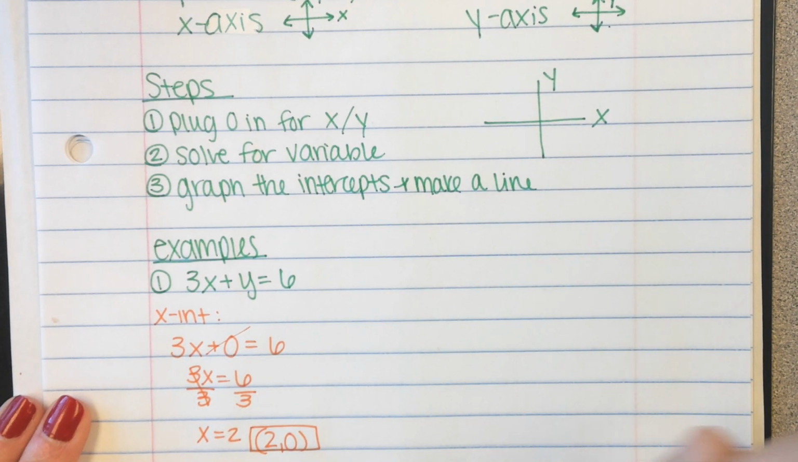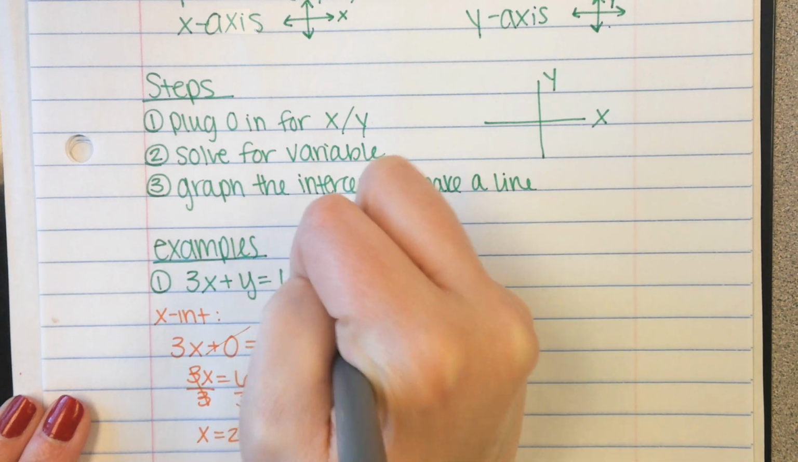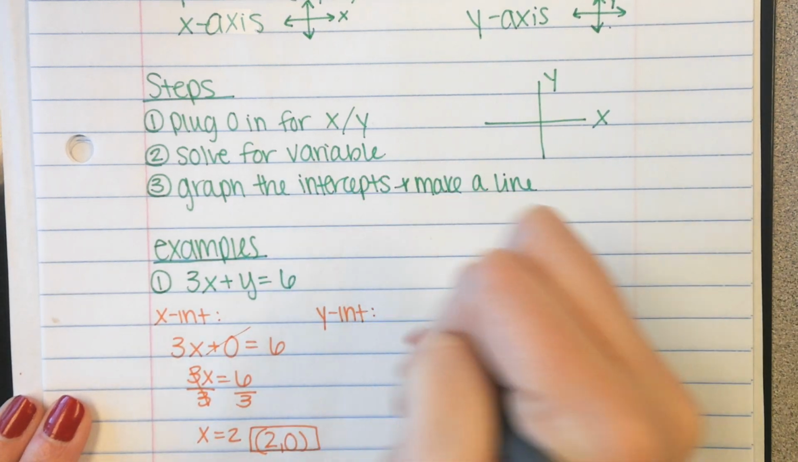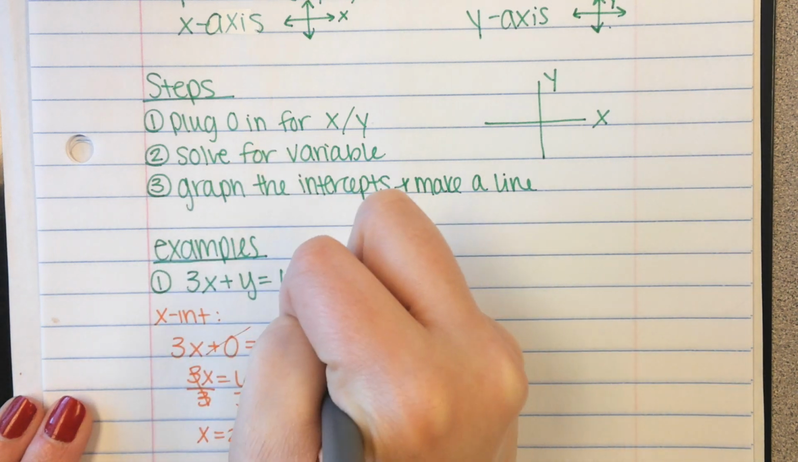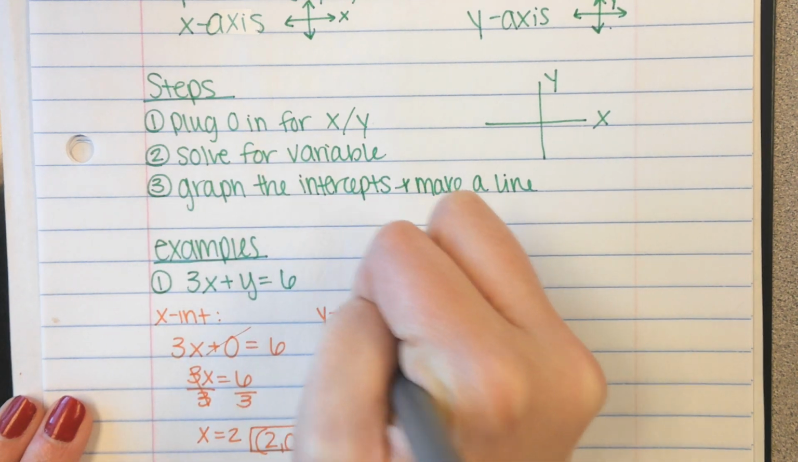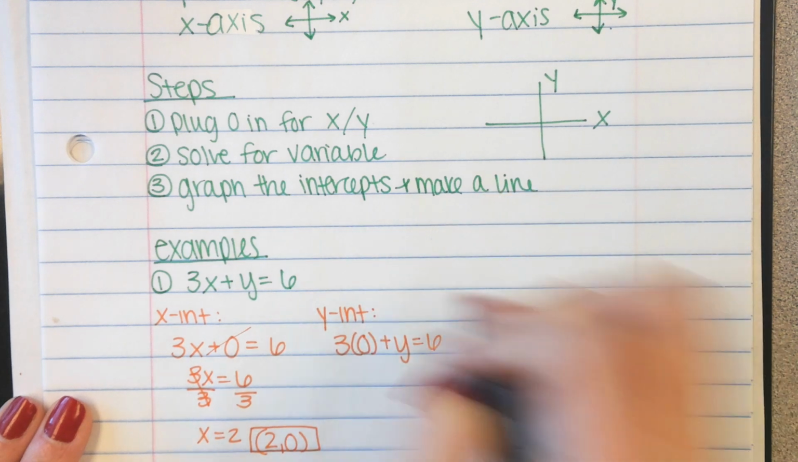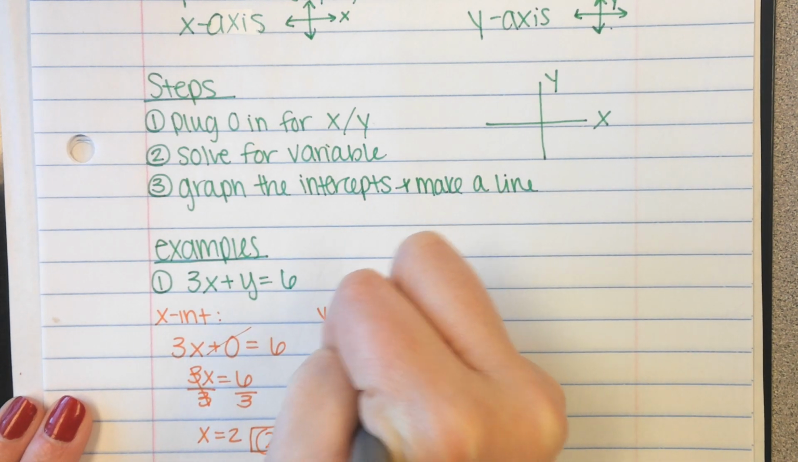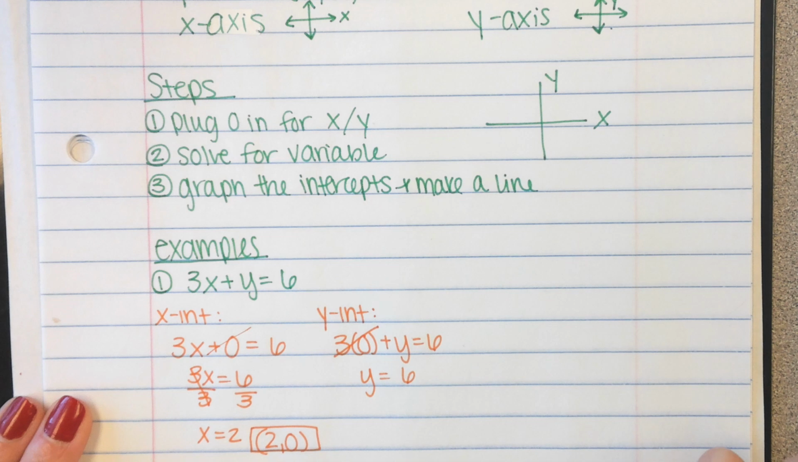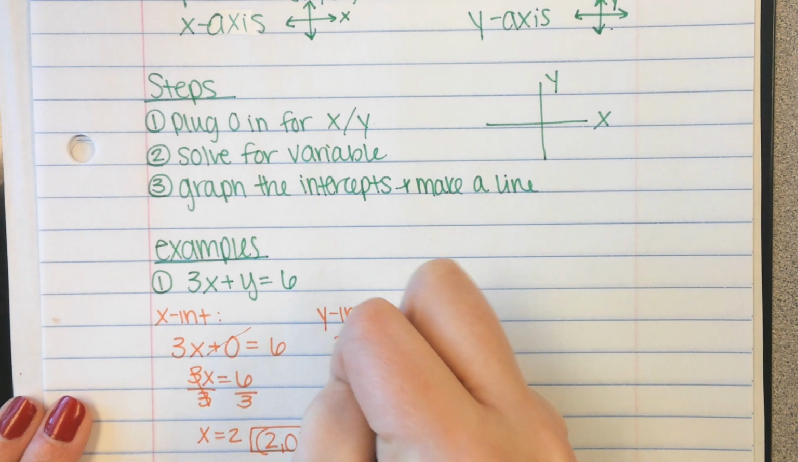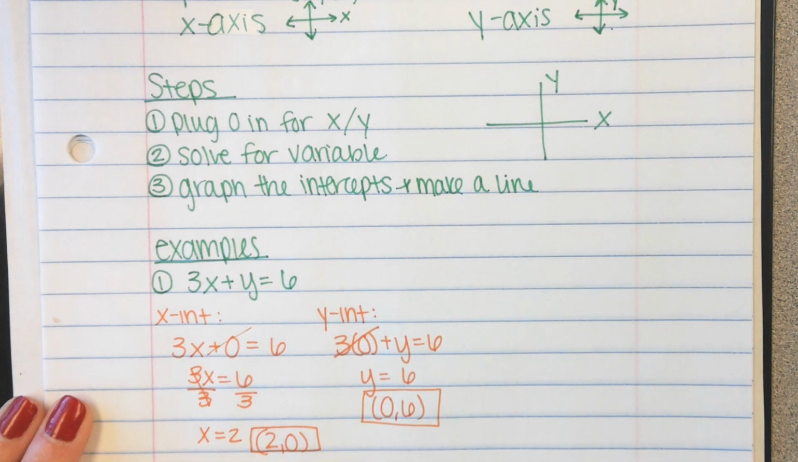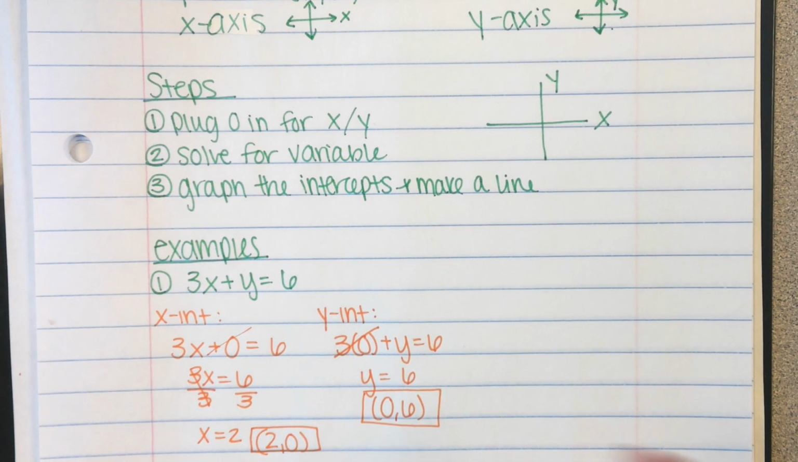All right, now I'm going to do the same thing, except I'm going to find the y-intercept. So for the y-intercept, x equals 0. So 3 times 0 plus y equals 6. We know 3 times 0 is just 0, so I'm left with y equals 6. It's already solved for me, so I make my ordered pair 0, 6, and there's my other coordinate. So my x-intercept, my y-intercept. We're going to put these on the graph.